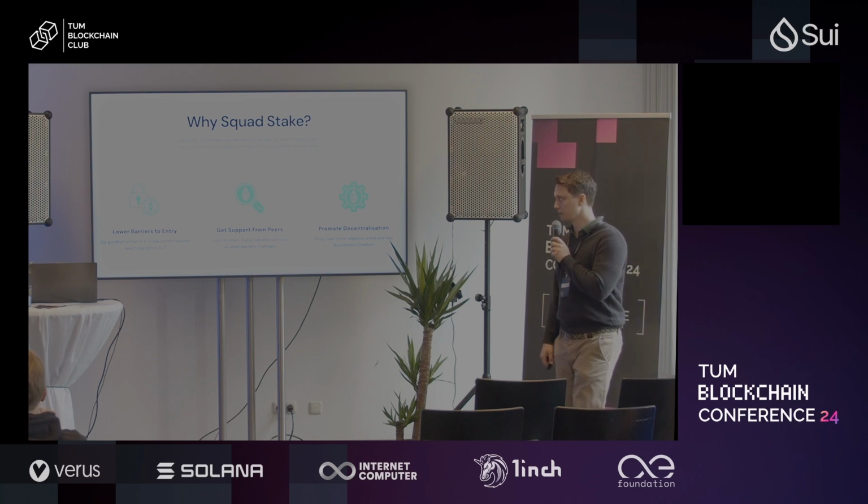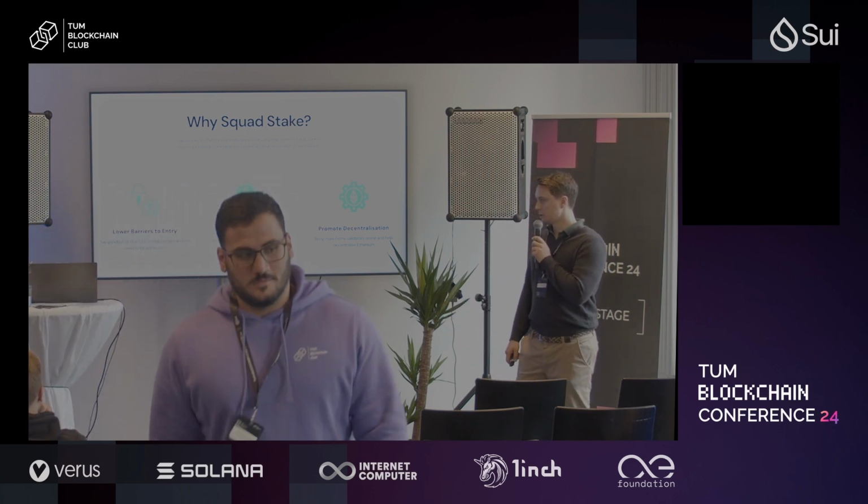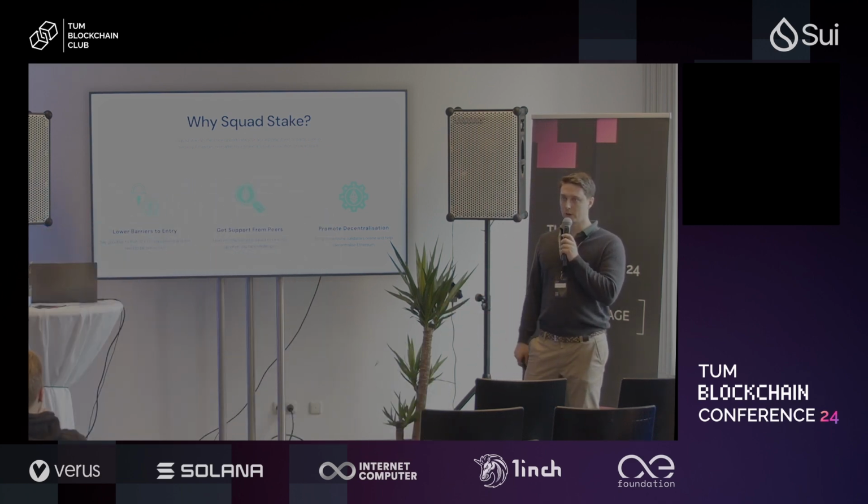Why would you do that? Well, the first advantage is obviously lowering the barrier to entry. So you don't need 32 ETH anymore. You can split that up 4 ways, 7 ways, 10 ways. It doesn't even need to be in equal amounts. So you could have 1 whale and 3 shrimp.